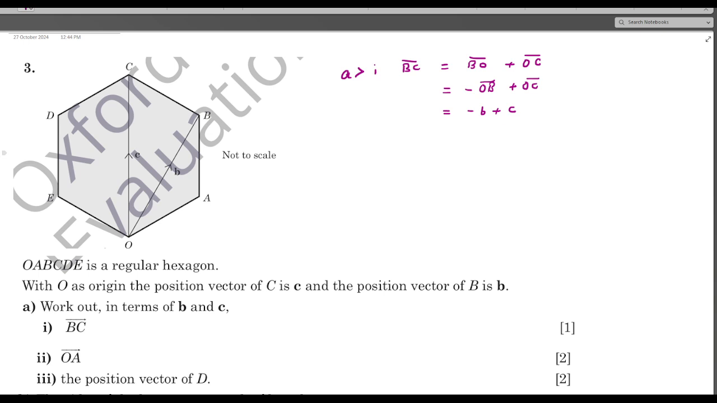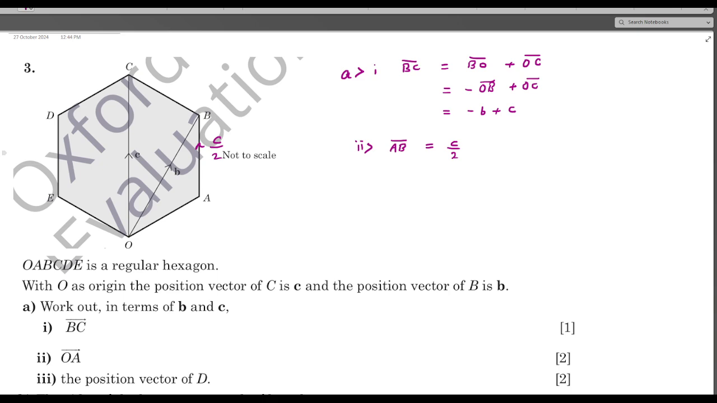Now vector OA. Okay. So here, this AB bar: first, if you see AB bar in your hexagon, your OC is double of this AB and they are parallel to each other. So this AB bar is going to be equal to C divided by 2. Your AB bar is equal to C divided by 2.